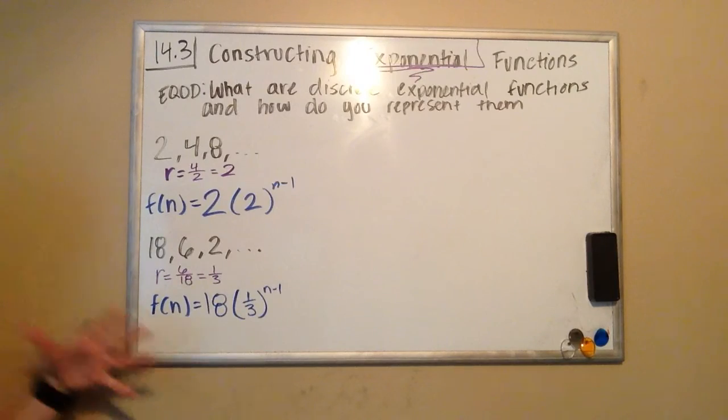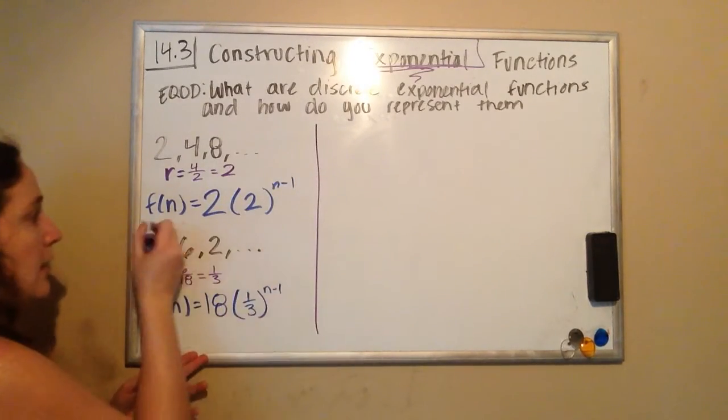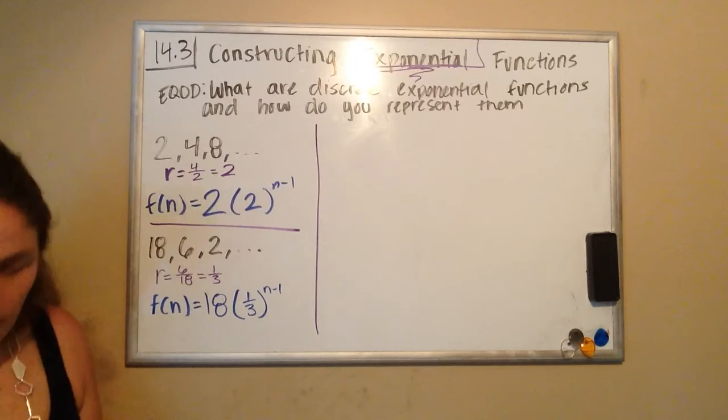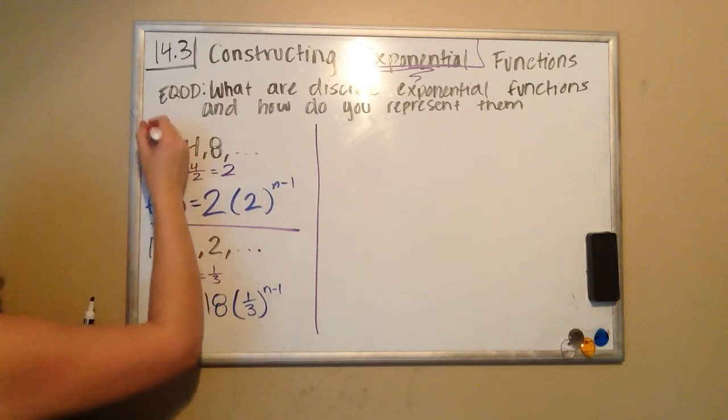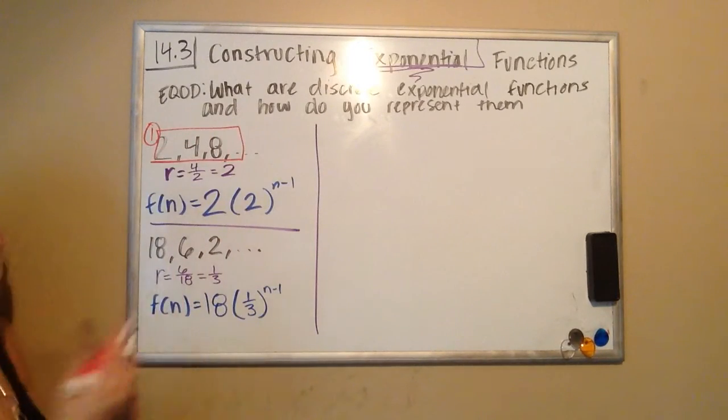So to represent these, we can represent them in a couple different ways. The first way, well, that's right here, right? First way is just as a geometric sequence. There we go, we represented it.